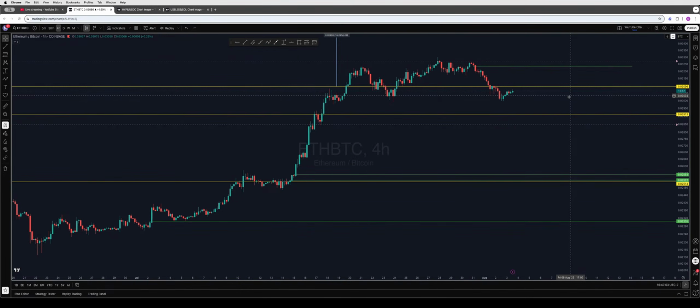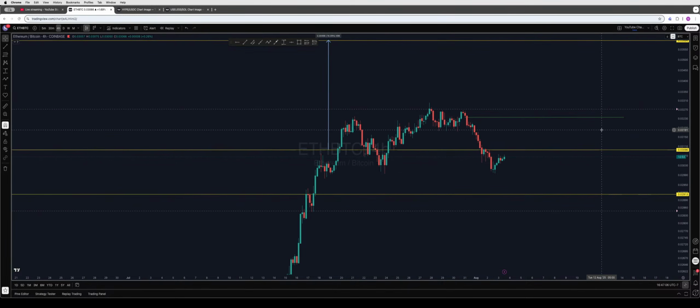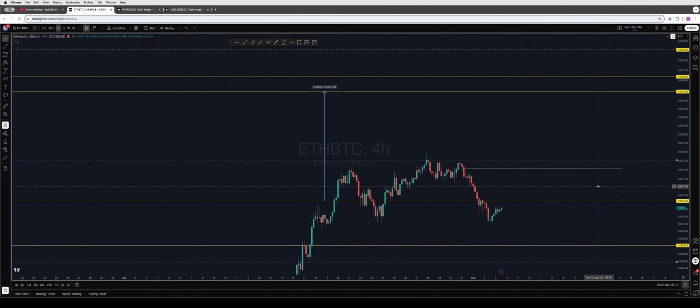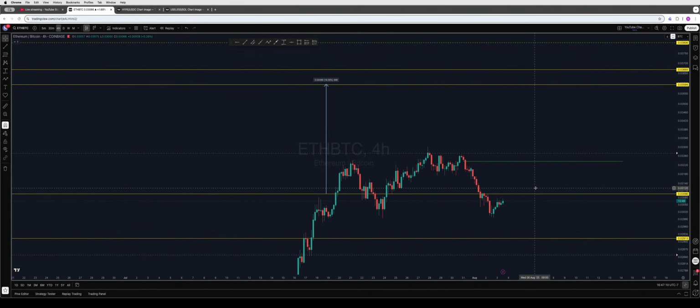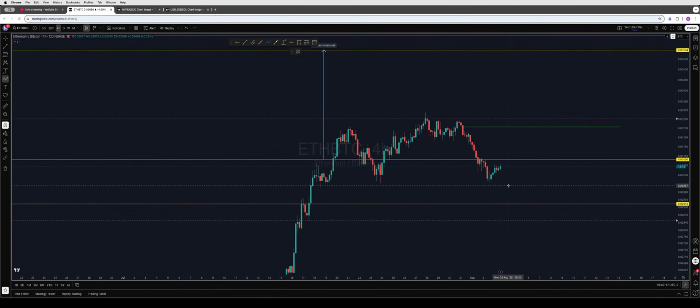Lower time frame, 4 hours is the only one really worth looking at on ETH BTC in my opinion. Reclaim up here, and then we can take it up here, right? If not, we're probably just going to put in some sort of a dead cat bounce, another low, and then hopefully something like this.